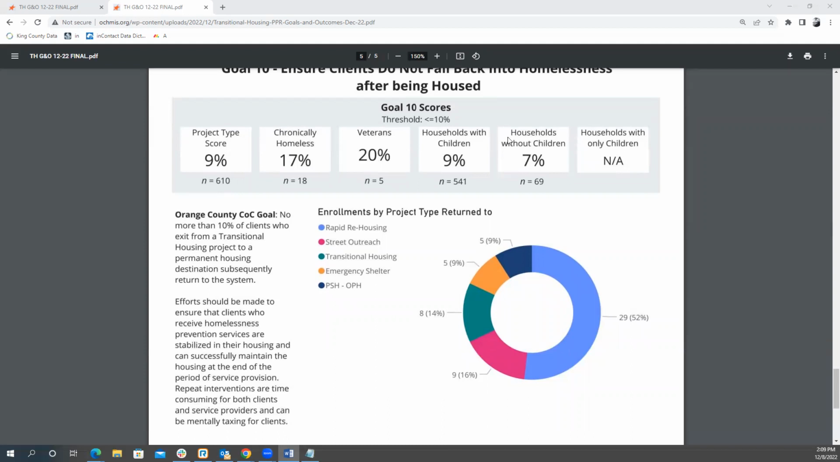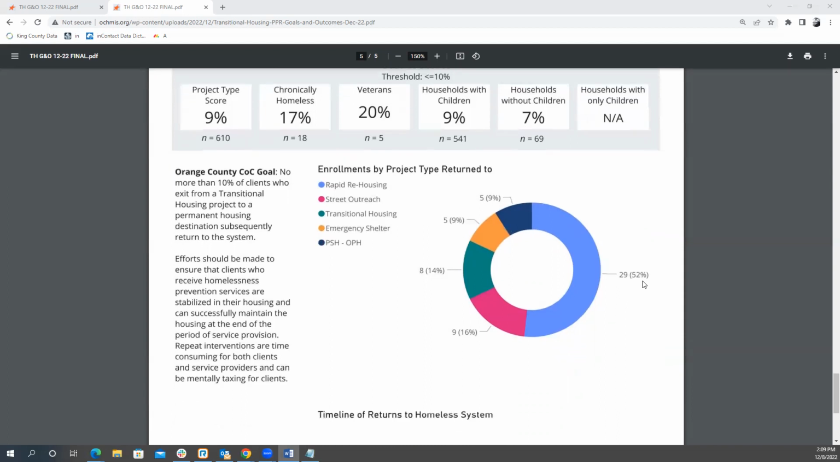We try to limit the returns to homelessness as much as possible, just to keep the client in housing and not have to go through the process of housing them again. And as much as possible, we recommend following up with clients after their exit to see if there's any additional support they need to keep them housed, so that they're not returning to the system.